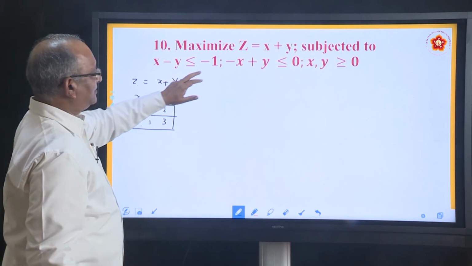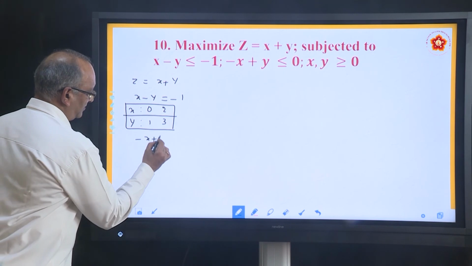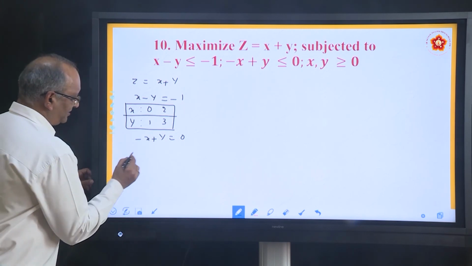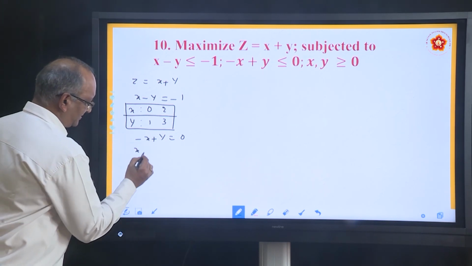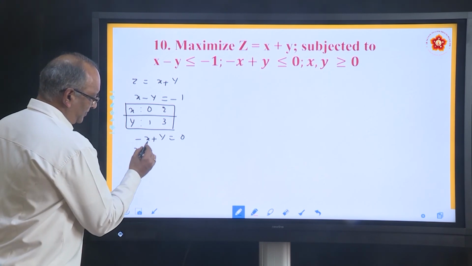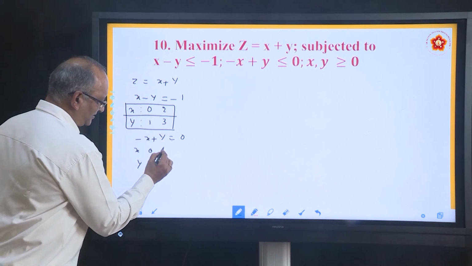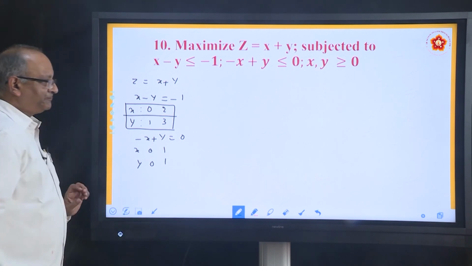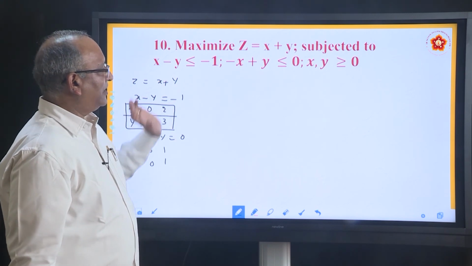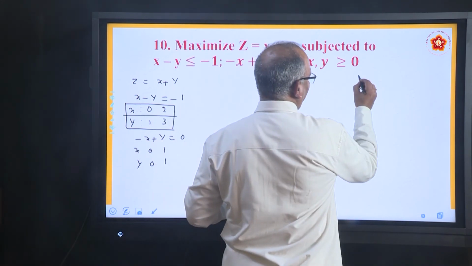Now take the second one. What is it? Minus x plus y equal to 0. This is also a simple one. X is 0, y is 0. Let us take a value which will make it positive. Y equal to x. So if you take x equal to 1, y equal to 1. Now let us draw. There are only 2 constraints here. X and y greater than 0 defines the x and y axis.